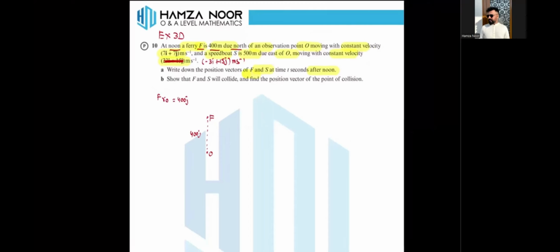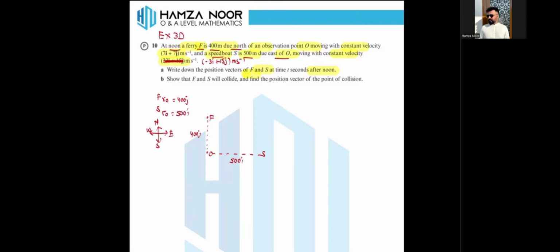And at the same time, a speedboat is basically 500 meters due east of the origin. As we know from the compass, there are north, south, east, and west. East is on the right. So due east means that horizontally from the origin we have a distance of 500 meters. So this is 500i. So 500i is basically the initial position vector of the speedboat, meaning r naught of the speedboat is 500i, meaning the j component is 0.